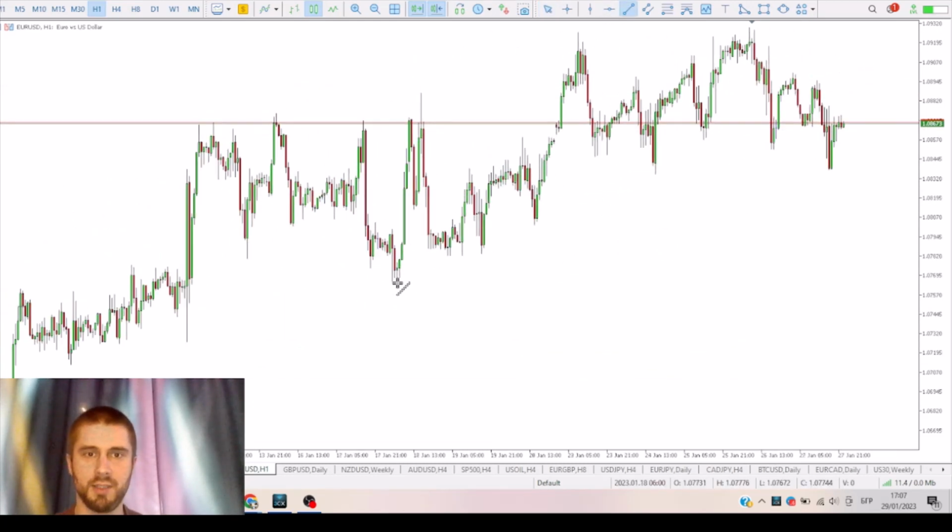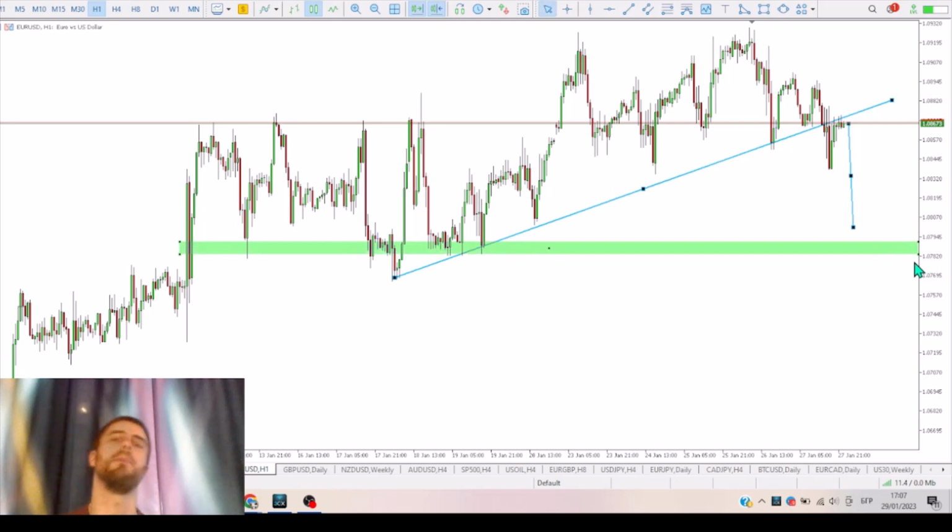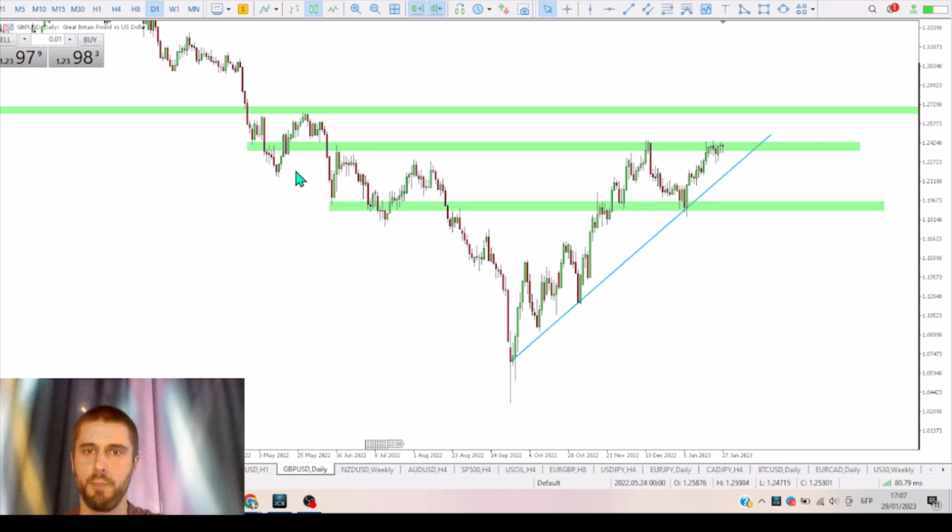Currently seems like we are breaking this trend line, so probably the price will continue a little bit to the downside, at least to these previous lows and mini support area. So that's it for this market, guys. Let's move to GBP USD.